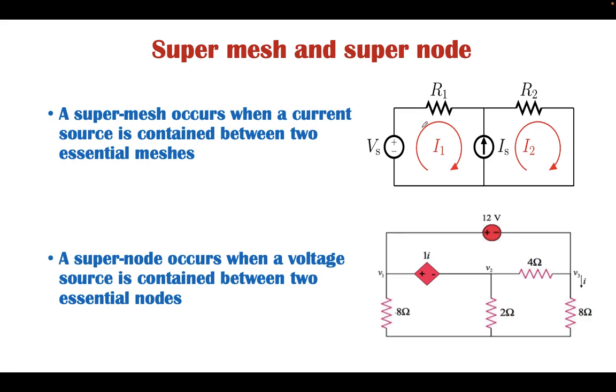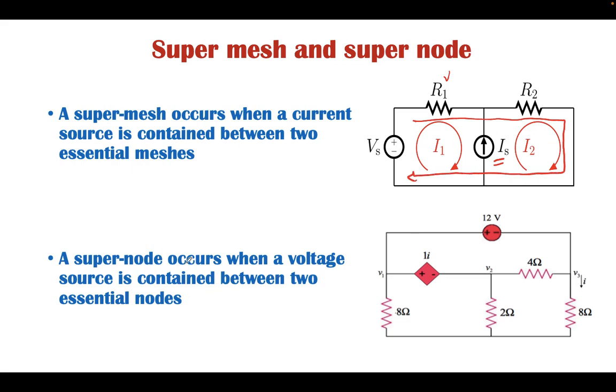To apply KVL in this loop, we can find the potential difference across R1, but we cannot find the potential difference across Is, because the internal resistance of an ideal current source is infinite, and unless we know the exact value of this source, we cannot define the potential difference across this element. Therefore, to analyze this type of network, we have to consider this overall loop instead of considering two independent loops.